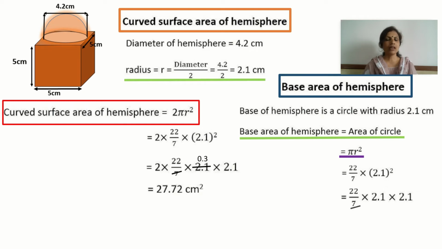You can cancel out this 7 and 2.1. The remaining term, if you multiply, your answer is 13.86 centimeters square. So now you have calculated the areas. Let's put up all the values into the formula which we made.